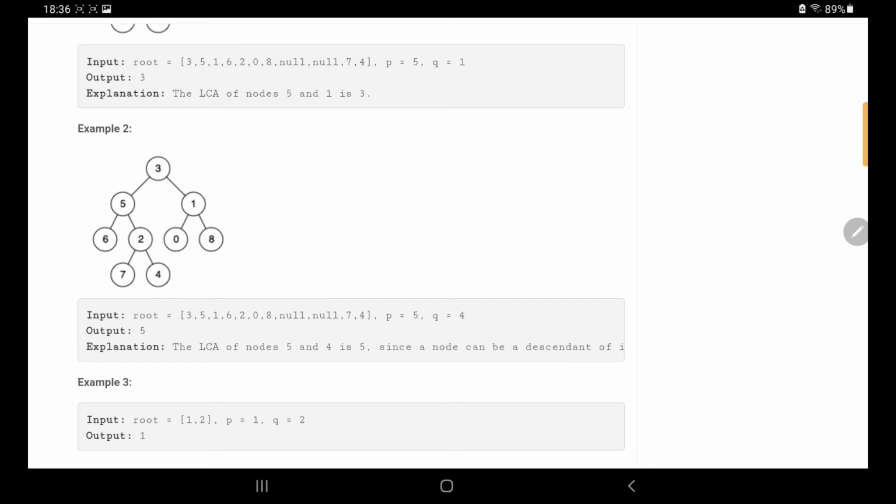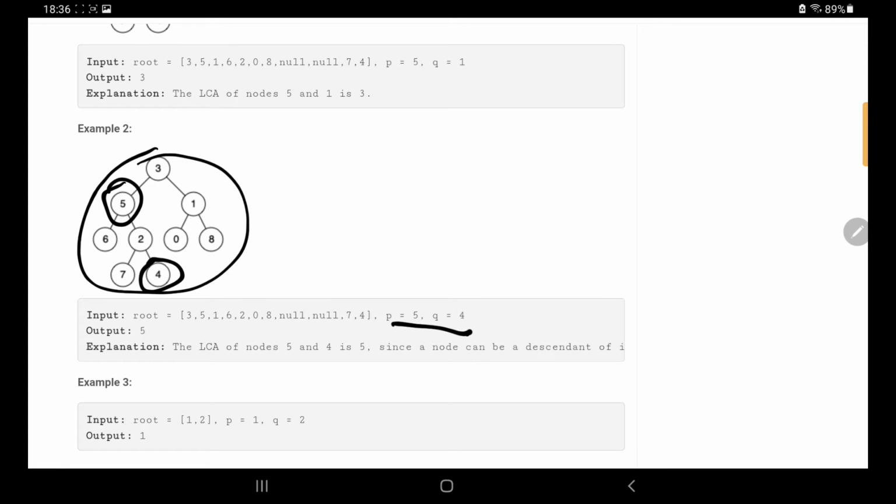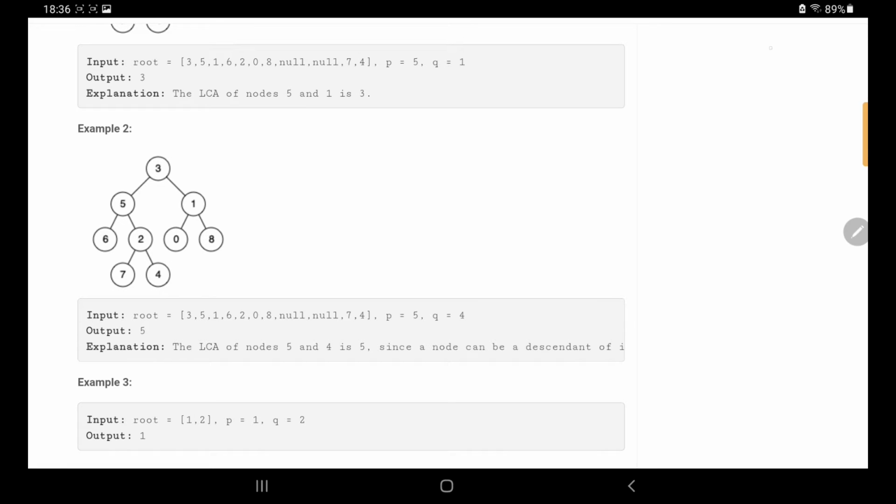And in this example, I'm asked to find the lowest common ancestor of 5 and 4. 5 is here, 4 is here. In this case, the answer will be 5, because the assumption here is that a node can be a descendant of itself. If I'm asked to find the LCA of these two, LCA meaning lowest common ancestor, just in short form, the answer will be 5 itself, because I'm assuming that I can reach 5 from 5 itself, or 5 is a descendant of 5.